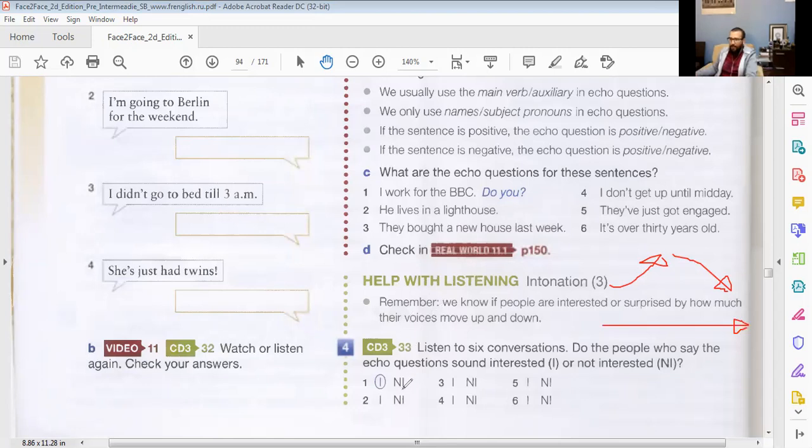So here I'm just going to play quickly 6 different examples, and I want you to tell me each one. Do you feel the person is interested or not interested? All right.